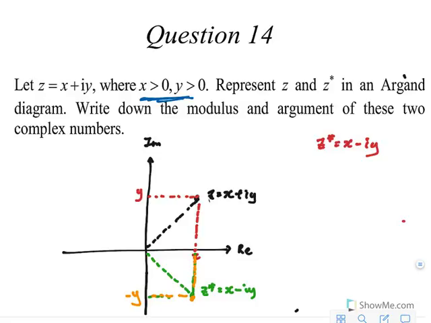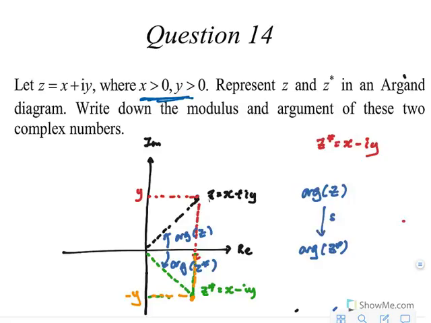And if this is the argument of Z, and this is the argument of Z asterisk, are you able to draw a relationship between the argument of Z and the argument of Z asterisk? Any relationship? Can you see how they're related?